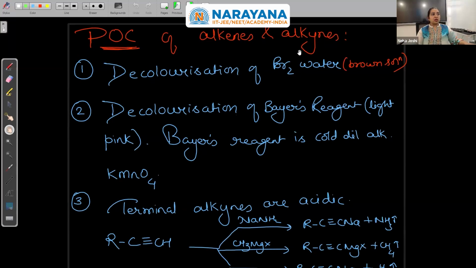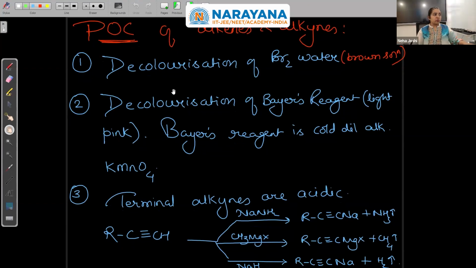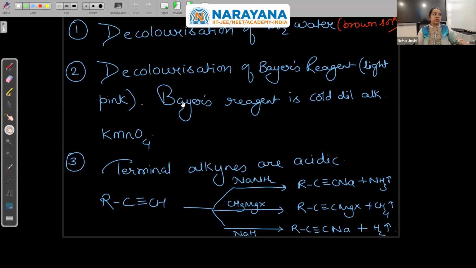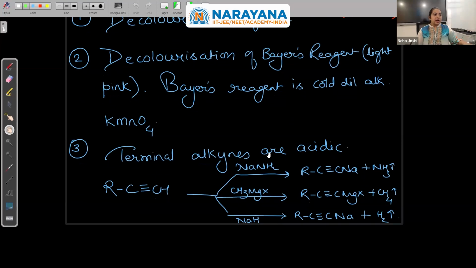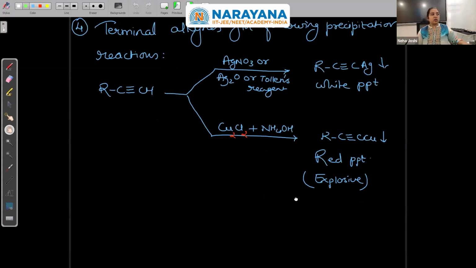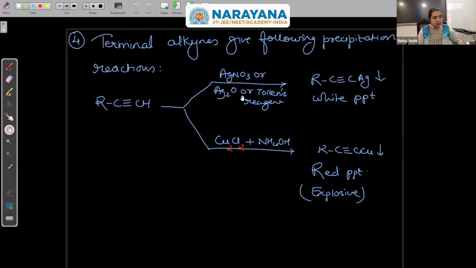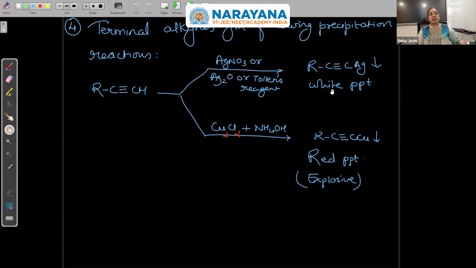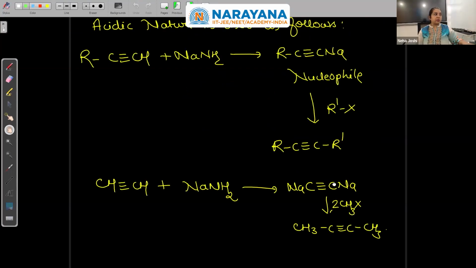Okay. POC, practical organic chemistry of alkene and alkyne, decolorization of bromine water, decolorization of Baeyer's reagent, light pink color is decolorized. Terminal alkynes have these acidic H reactions like NaNH2, then ammonia liberation, Grignard, methane, Na, hydrogen liberation reactions. They also form precipitate with AgNO3 or Tollens reagent. Now, it will not give a silver mirror test, but it will give a white precipitate of silver alkylide with terminal alkynes. Cu2Cl2, copper acetylide, which is explosive and is a red precipitate.